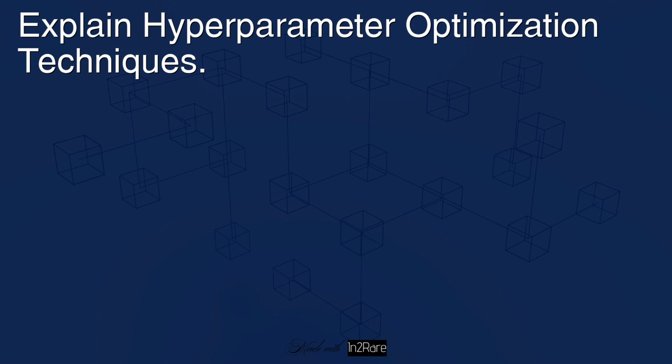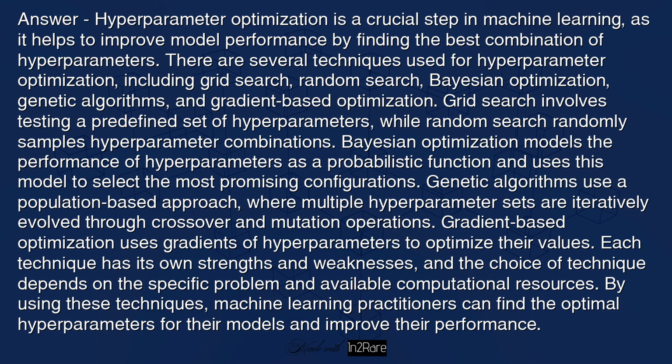Explain hyperparameter optimization techniques. Answer: hyperparameter optimization is a crucial step in machine learning as it helps to improve model performance by finding the best combination of hyperparameters. There are several techniques used for hyperparameter optimization, including grid search, random search, Bayesian optimization, genetic algorithms, and gradient-based optimization. Grid search involves testing a predefined set of hyperparameters, while random search randomly samples hyperparameter combinations.